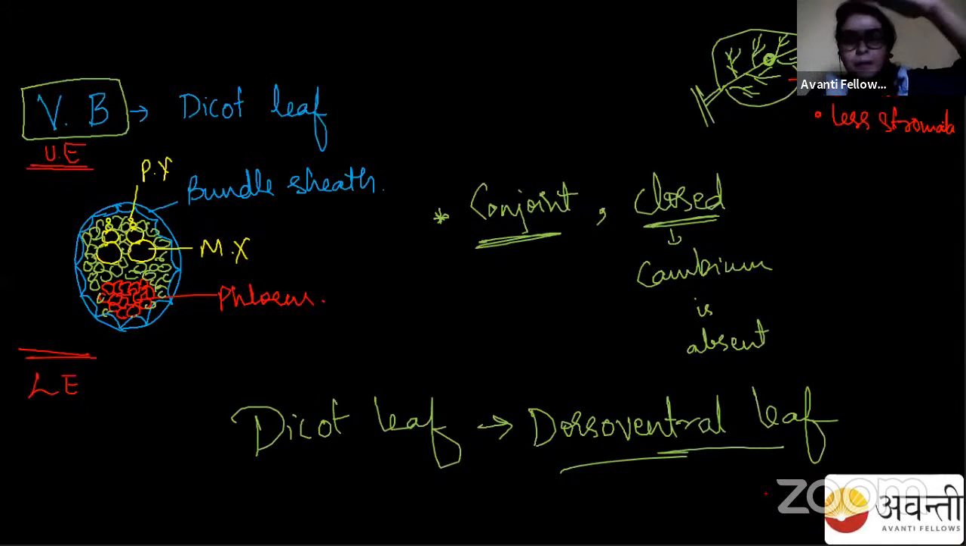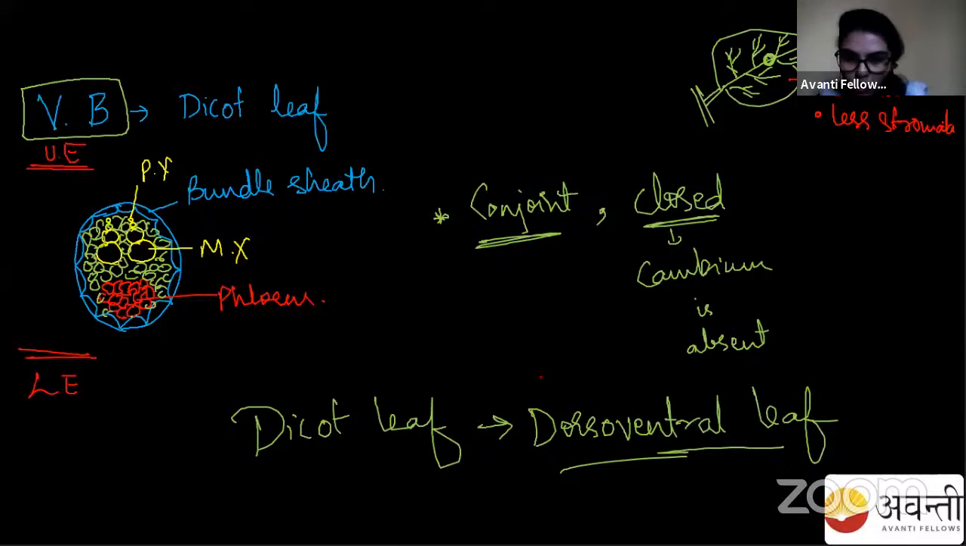मतलब upper में देखो cuticle thick है, less stomata, but in the upper side more amount of photosynthesis happening, whereas in the case of lower, more stomata, thinner cuticle, and much more substomatal cavity. Okay, so this represents what? There is a change in the upper and lower part of the leaf. That's why we call it as dorsoventral leaf.